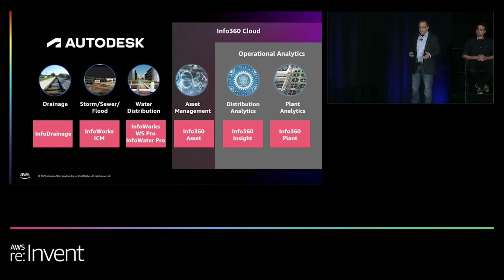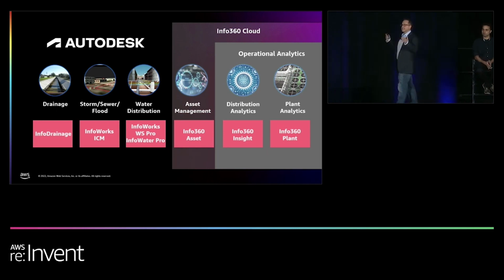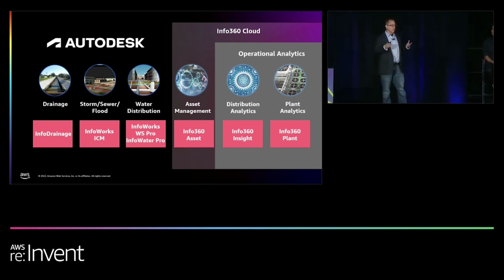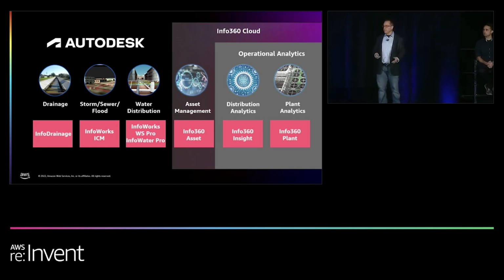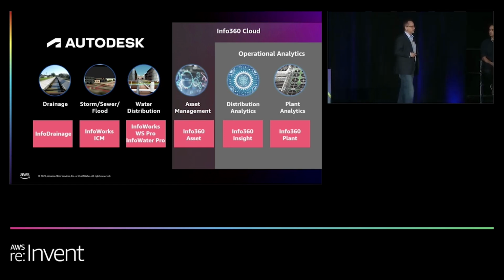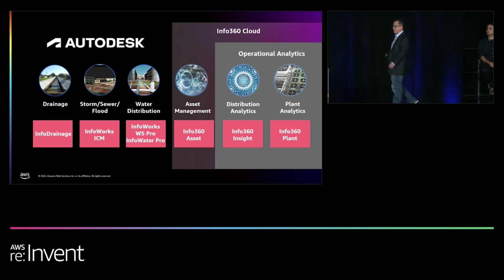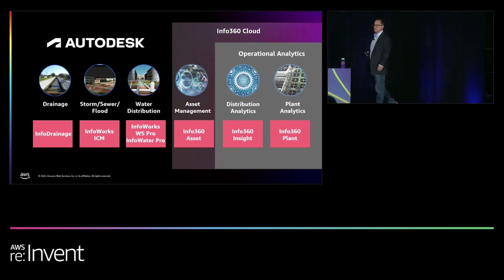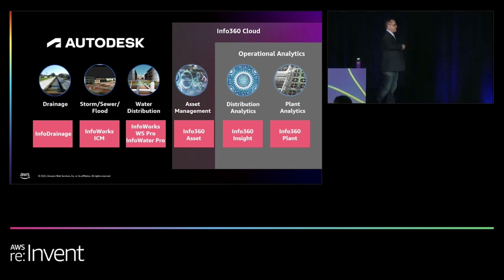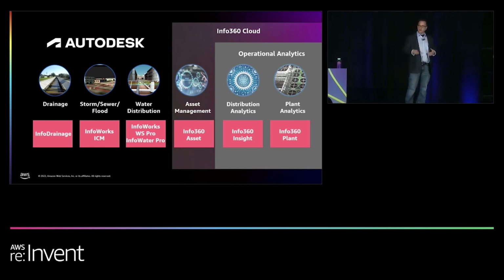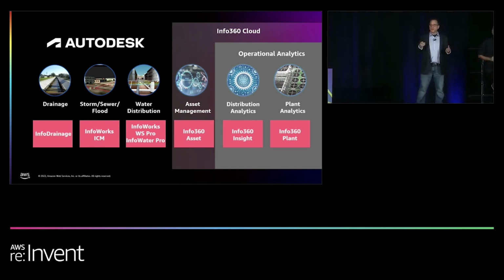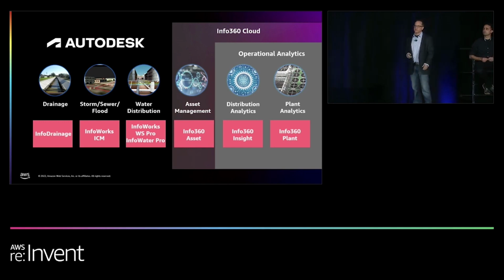The first one is Info360 Asset. This is an asset management product, all in the cloud, built from the ground up for asset managers. They are able to inspect their infrastructure or collect information about their infrastructure, and figure out which components of that infrastructure need to be dealt with first. For example, which pipes in my sewer system need to be replaced in the next year, because based on prior knowledge and other factors, we believe that this has a good chance of breaking.